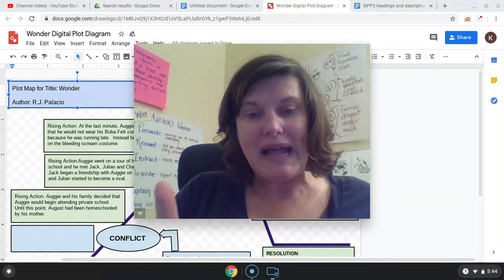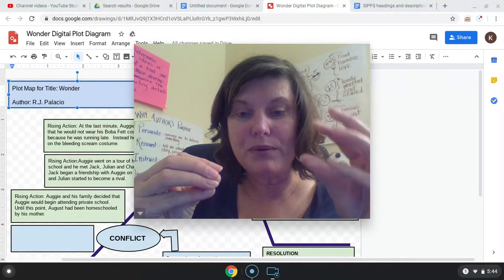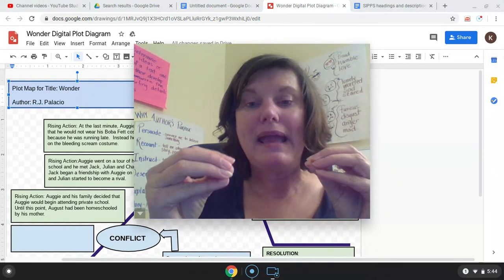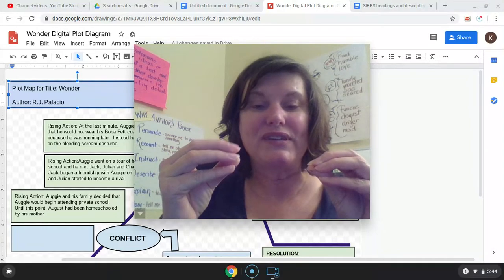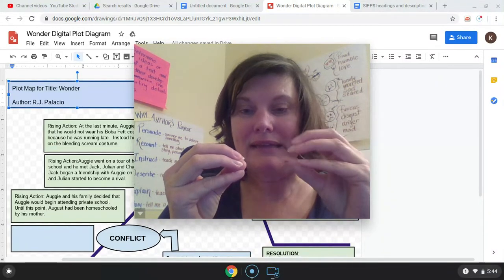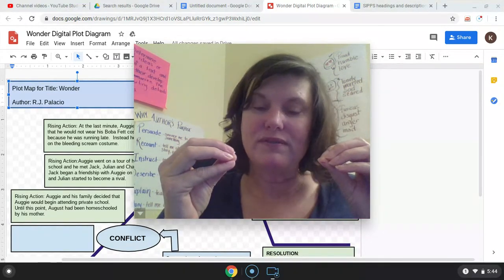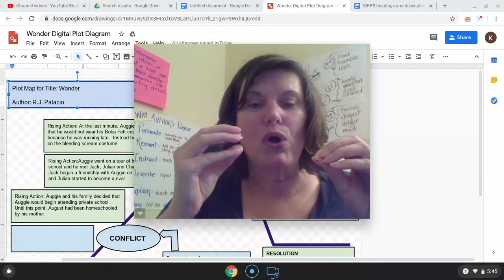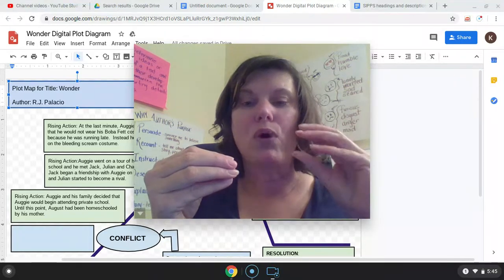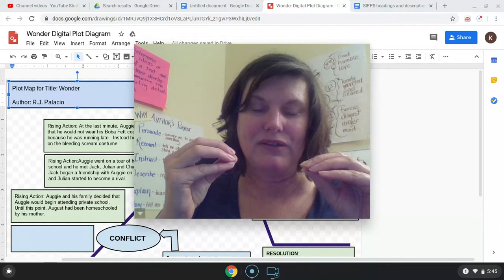Don't forget the antagonist is the opposite of the protagonist. Pro is for, remember that's the leading character, the main character. Antagonist, remember it sounds like anti, is against. The antagonist is against the protagonist. They're opposites. The antagonist is often a villain. It's the person that is always against that main character. So Augie is the protagonist and Julian is the antagonist.